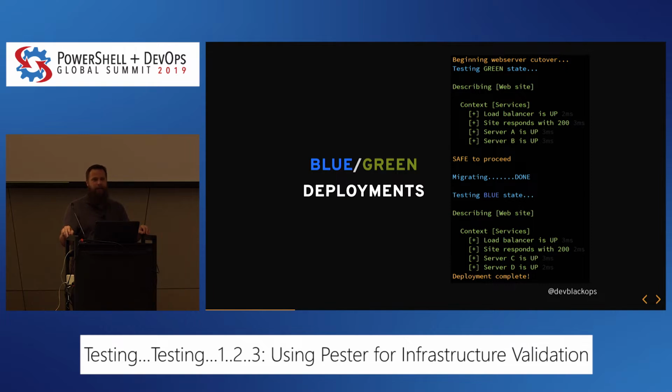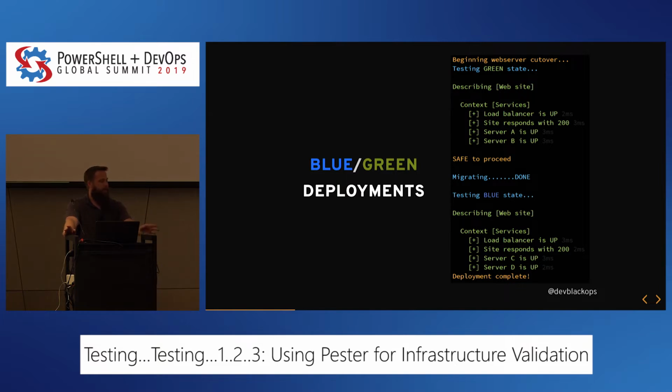I should probably validate that service is in a known state. Here in this contrived example on the right, I'm testing that a load balancer is up, that the site responds with 200. It has 2 servers, A and B, and those are both up. It's safe to proceed. I know the state, it's a healthy state, I can do a migration. I do some type of automation, I migrate it to a new set of servers. Did that actual migration succeed? Do I wait on my users to tell me if that succeeded or not? Yes. They're the ultimate source of truth.